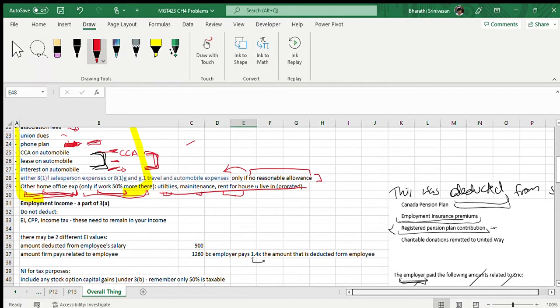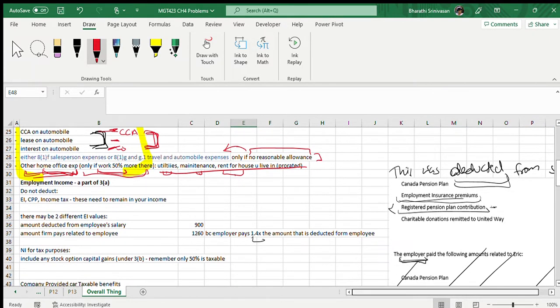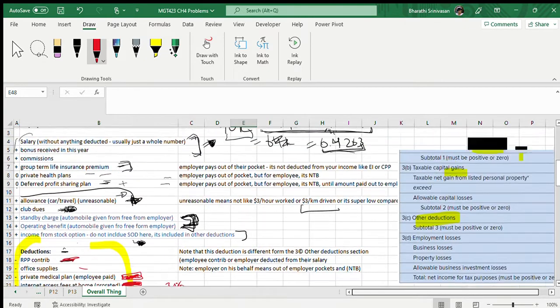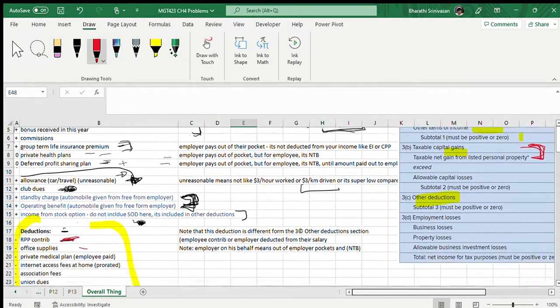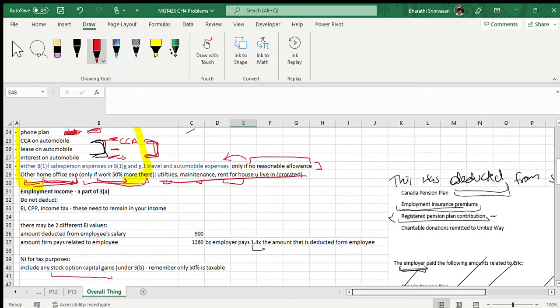81F stuff. Also, another thing is if you have any personal stock gains, like stock option capital gains, you have to remember that that does not fall under here. It falls under taxable capital gains. Those are taxable at 50%, not fully taxable. So you'd only take 50% of your gain and include it in your total.